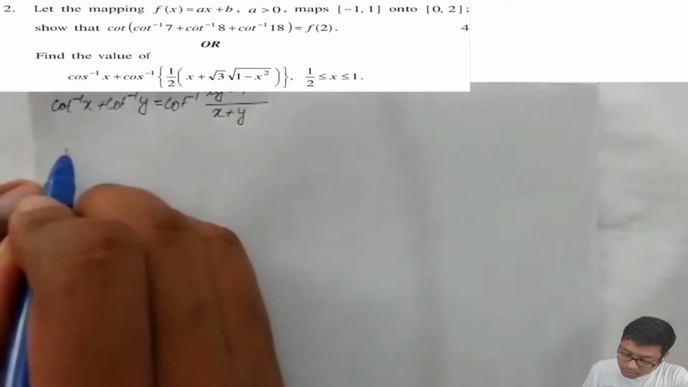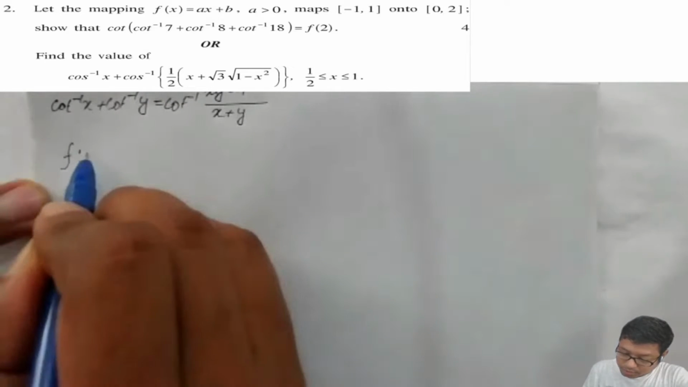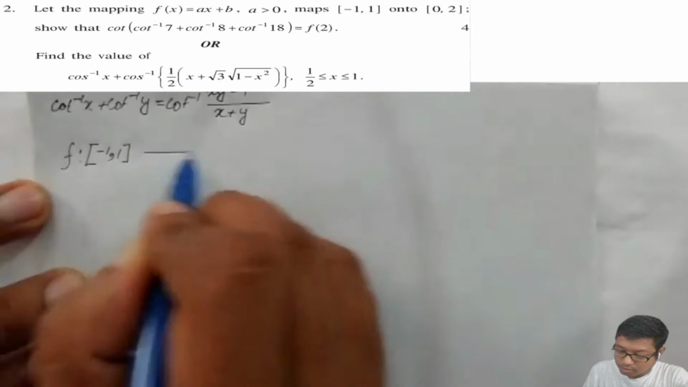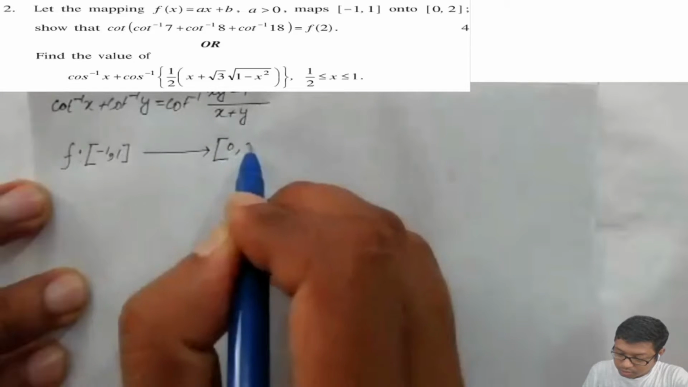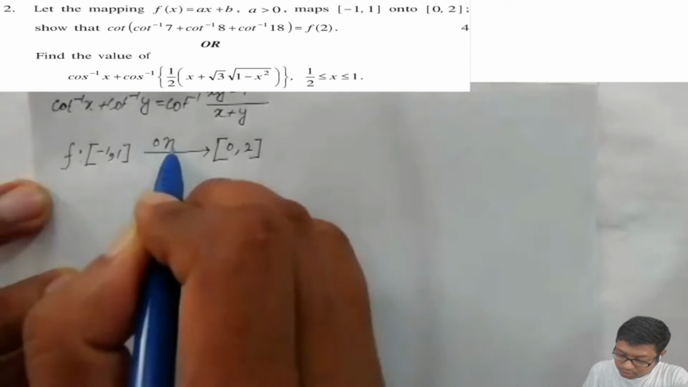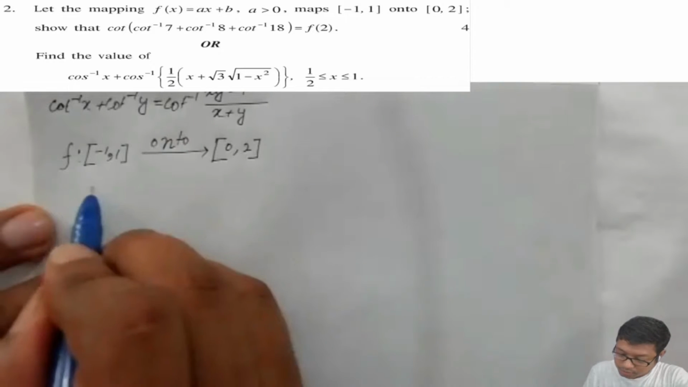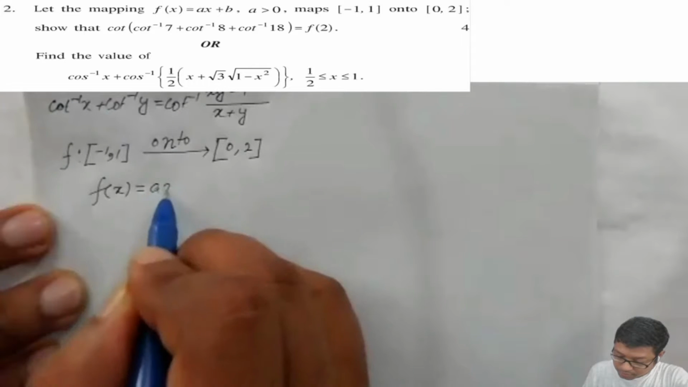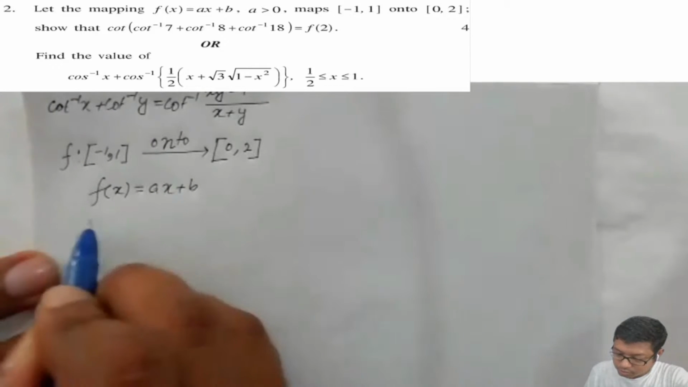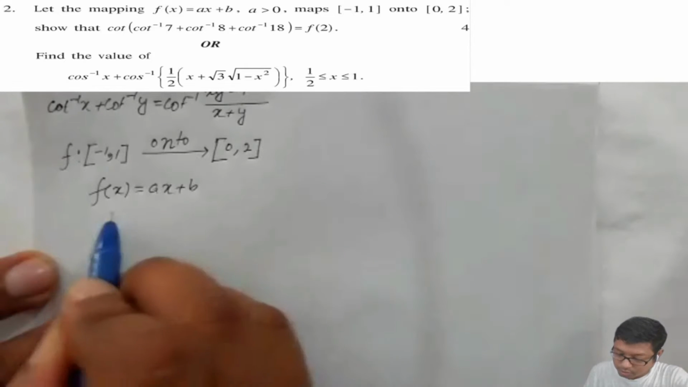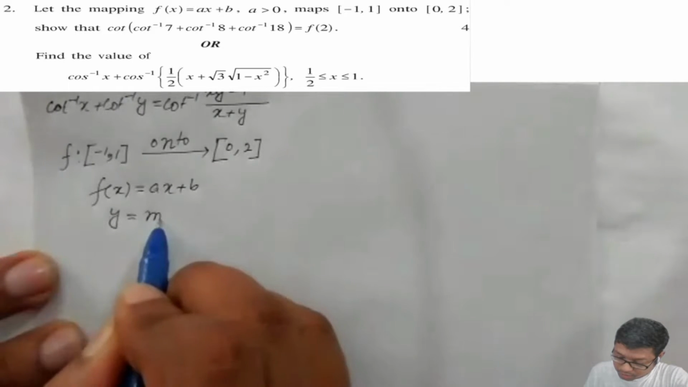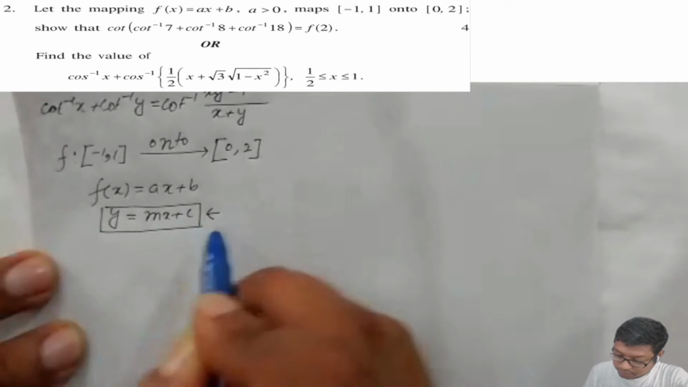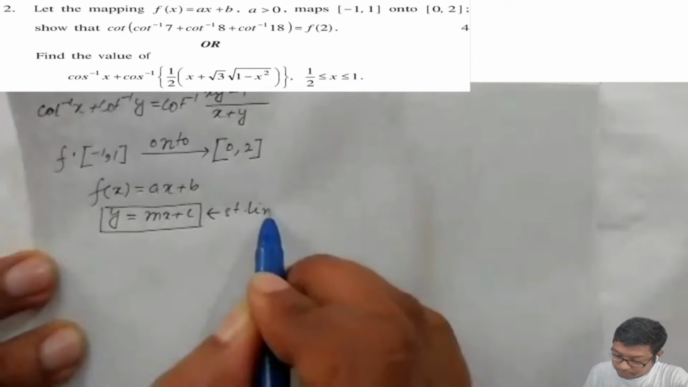Now in our problem the function is given to be f from the closed interval [-1, 1] to the closed interval [0, 2], and this function is given to be an onto function. The function is defined as f(x) = ax + b. So this function is of the form y = mx + c, and we know that this is nothing but the standard equation of a straight line.